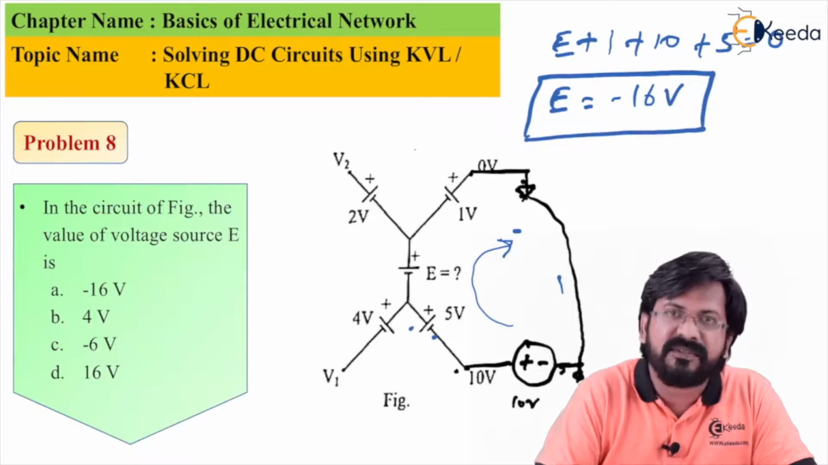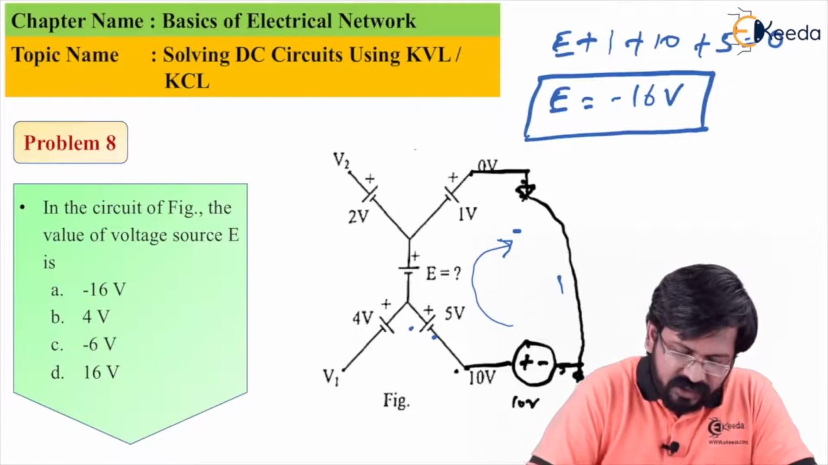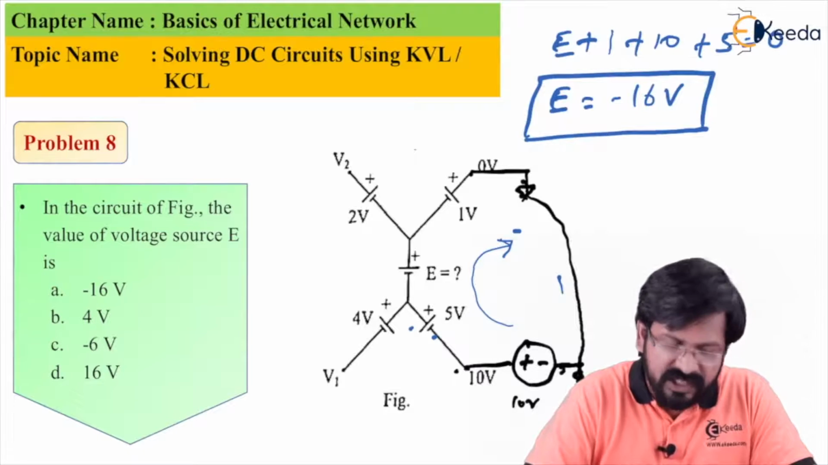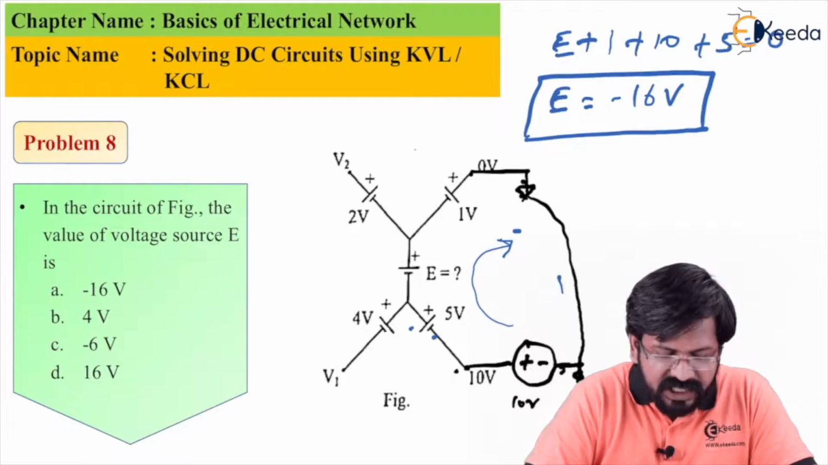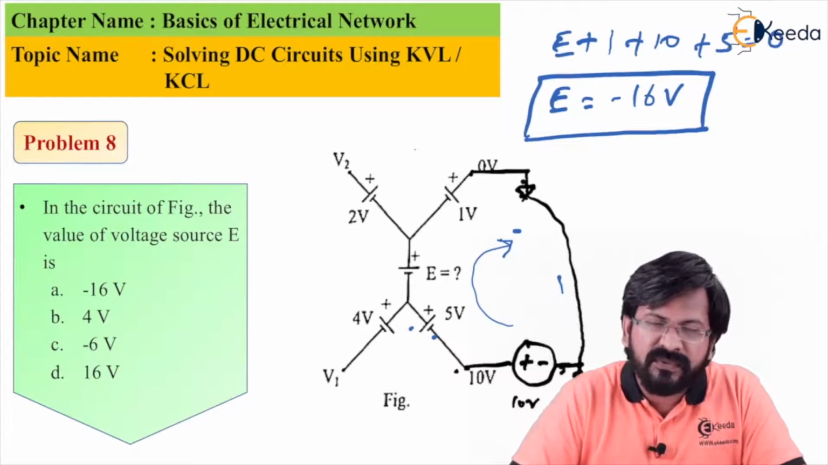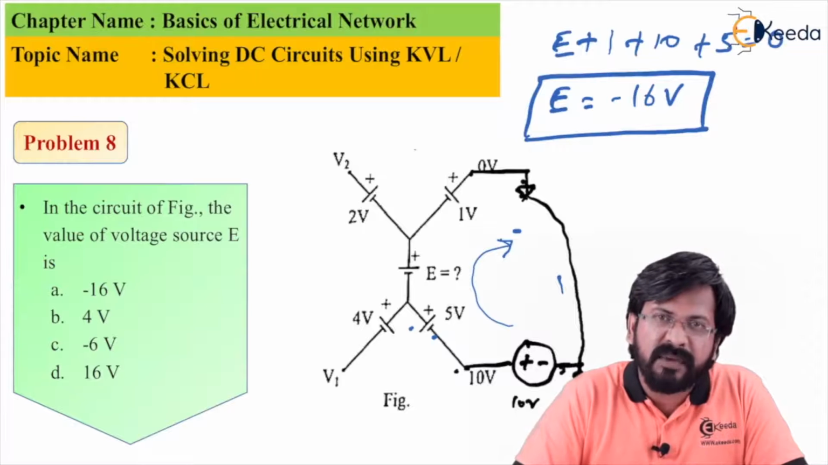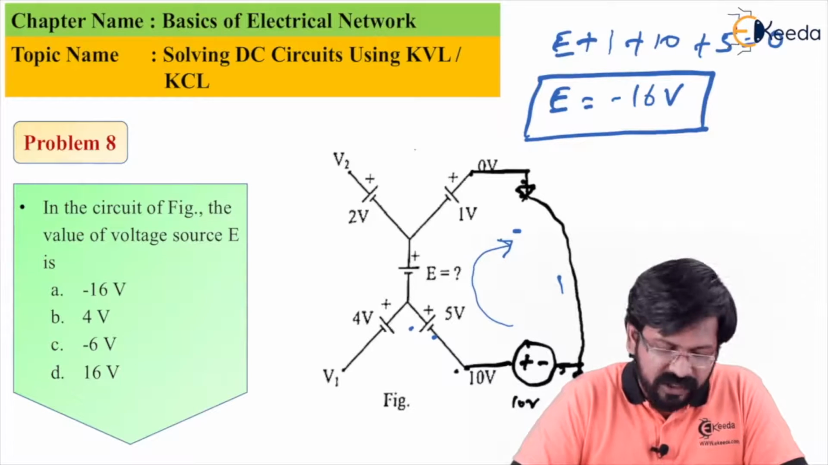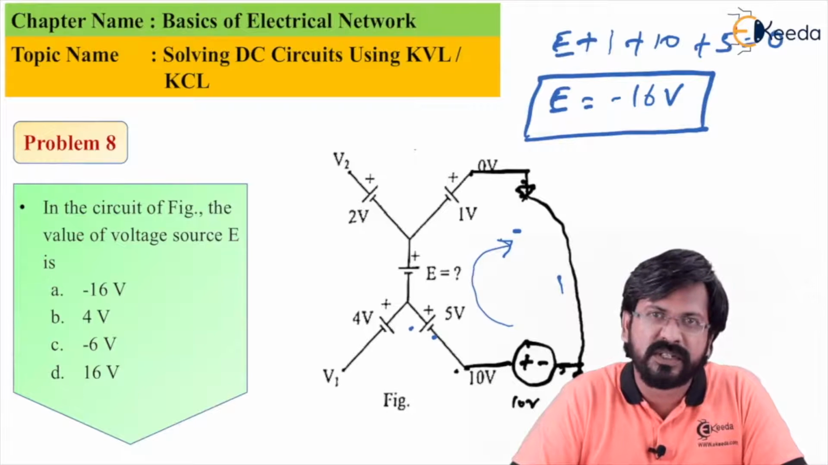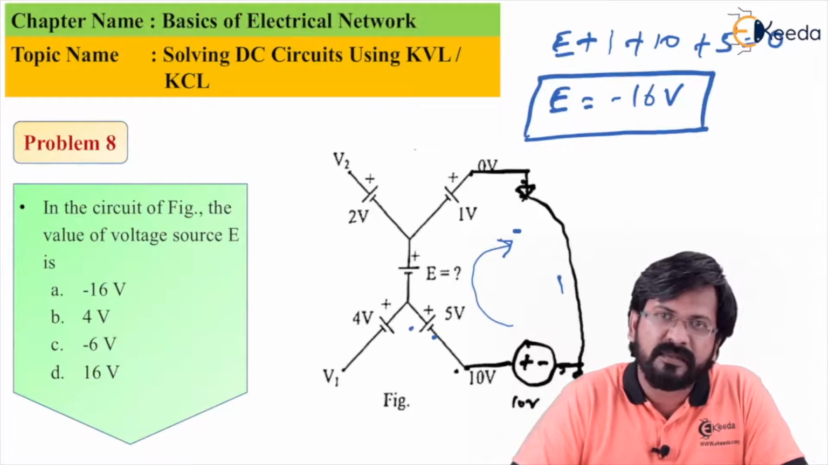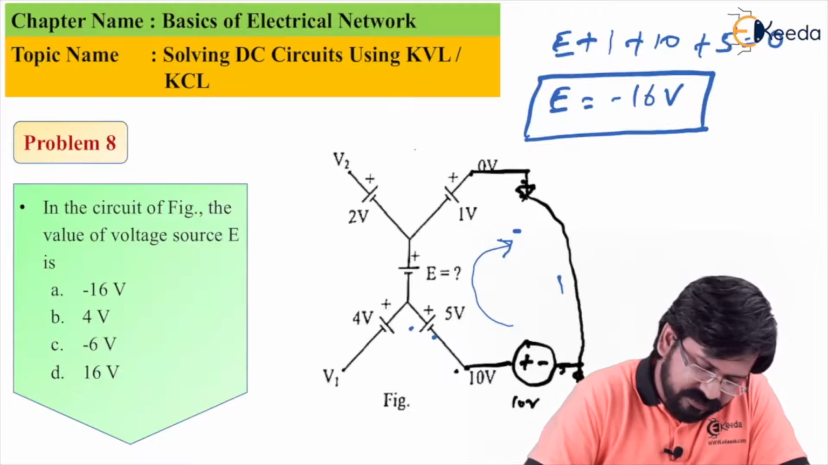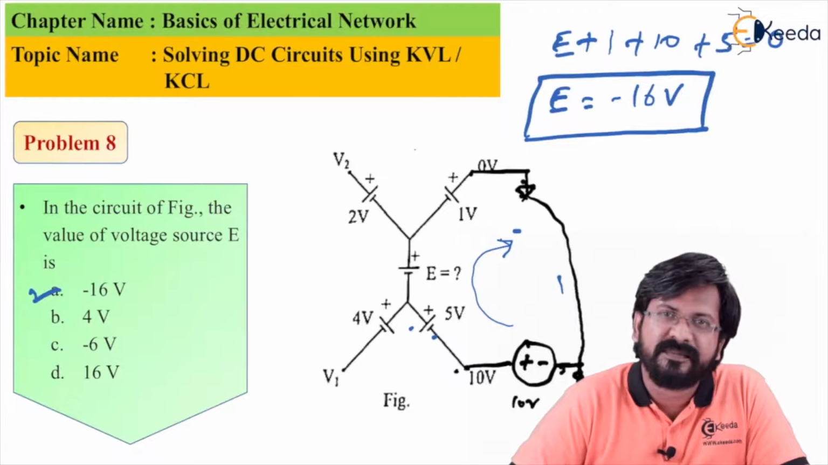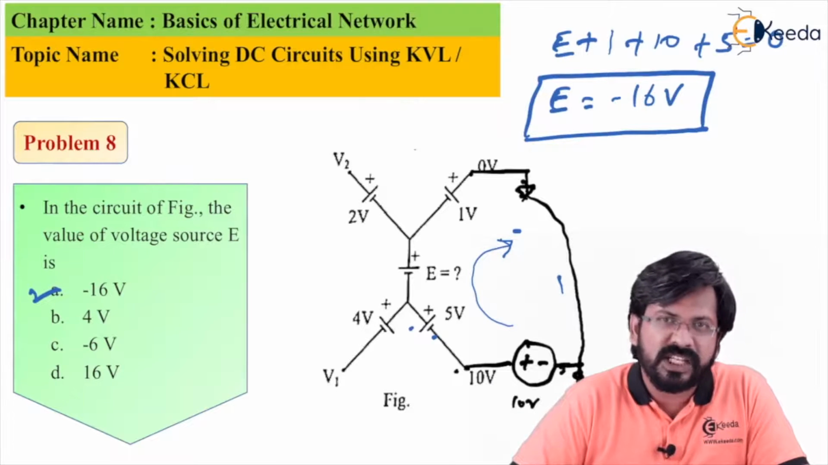Now just observe the given options. Option number A says it is minus 16 volt. Option number D says it is plus 16 volt. So even if you make a small mistake, this minus 16 volt can turn out to be a positive 16 and you may get option number D, which is the wrong option. So the correct option is minus 16 volt, that is option number A. Let us go to the next problem.